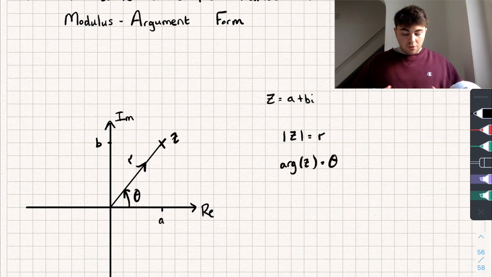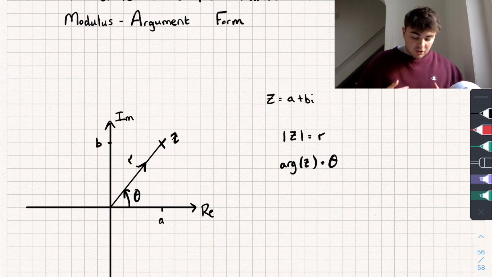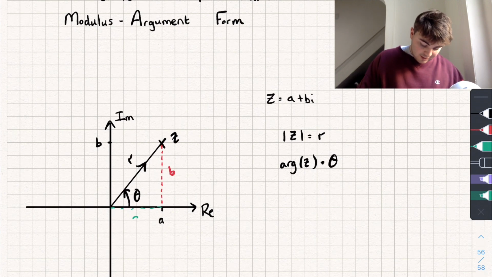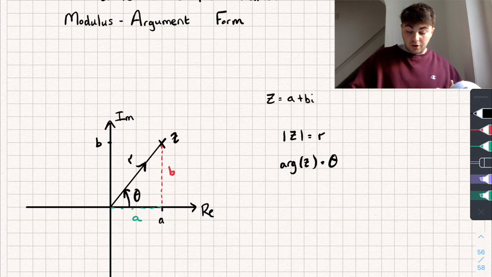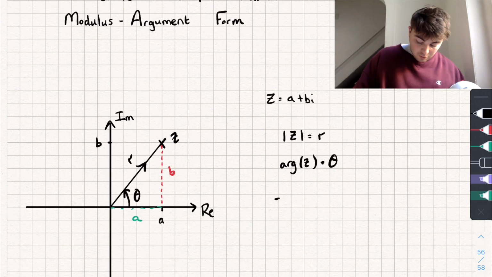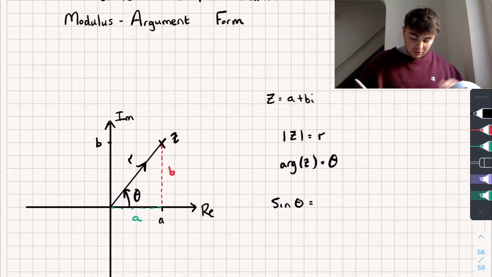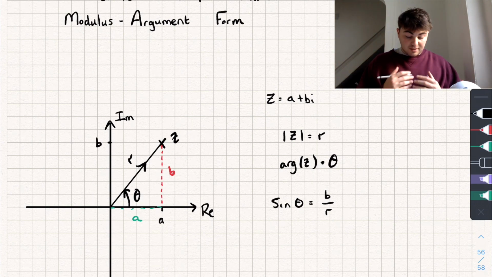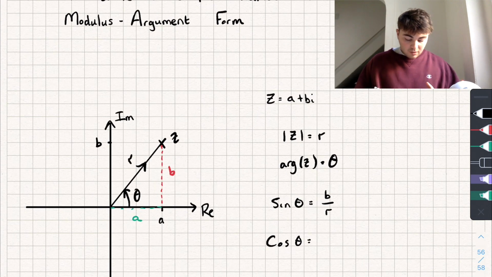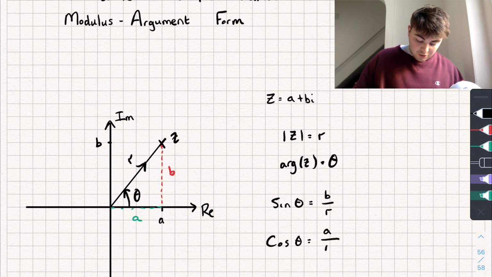Okay. Now let's write down some more facts that we know. The distance of this side here is going to be b, and this distance here along the real axis is a. So let's write down some facts using trigonometry. I know that sine of theta is going to be equal to the opposite over the hypotenuse, so that's going to be b over r. And we also know that cos of theta is going to be equal to the adjacent, which is a, over the hypotenuse, which is r.